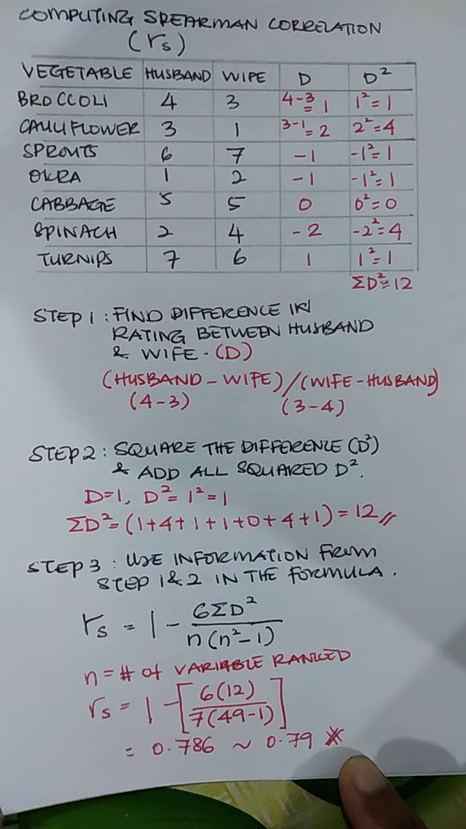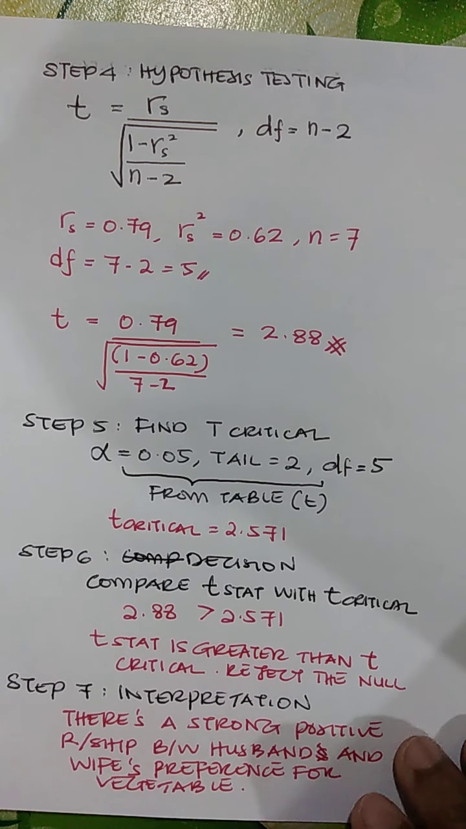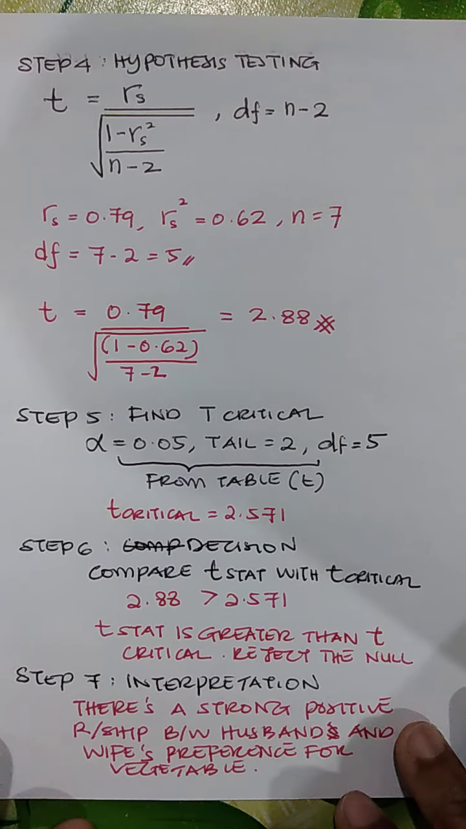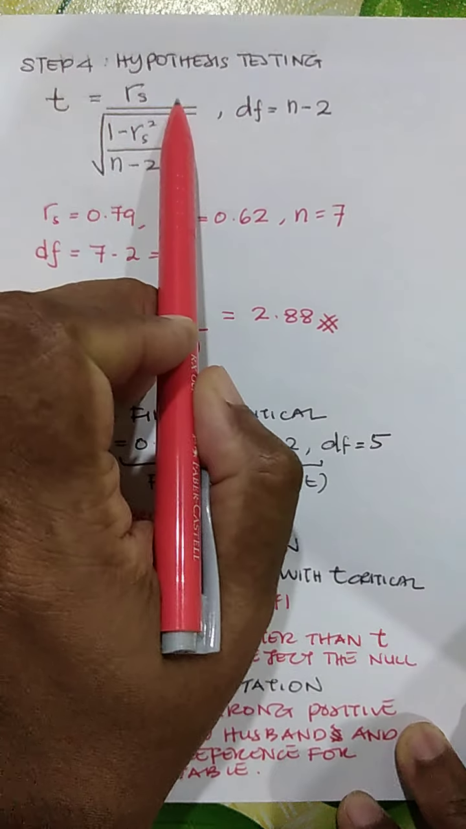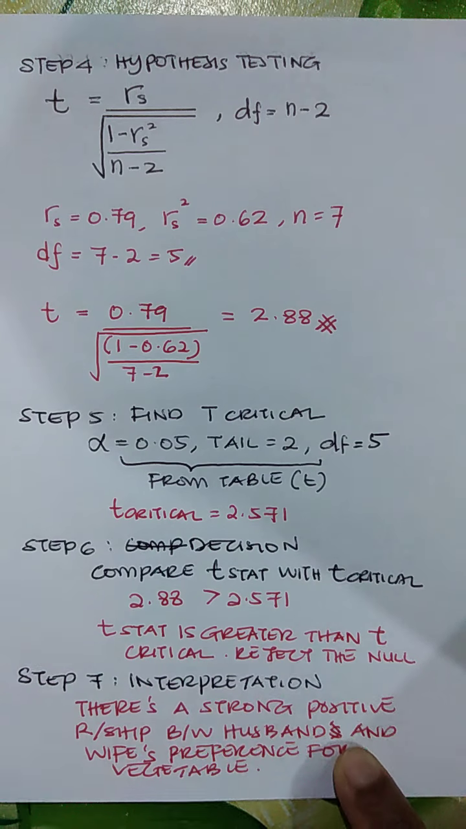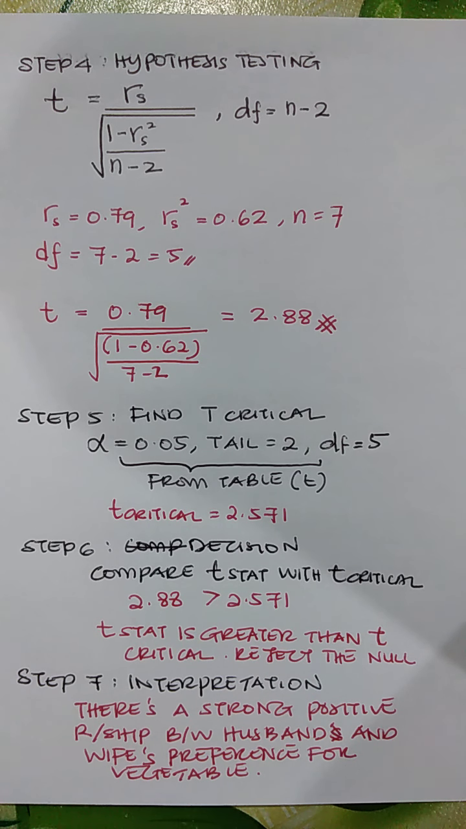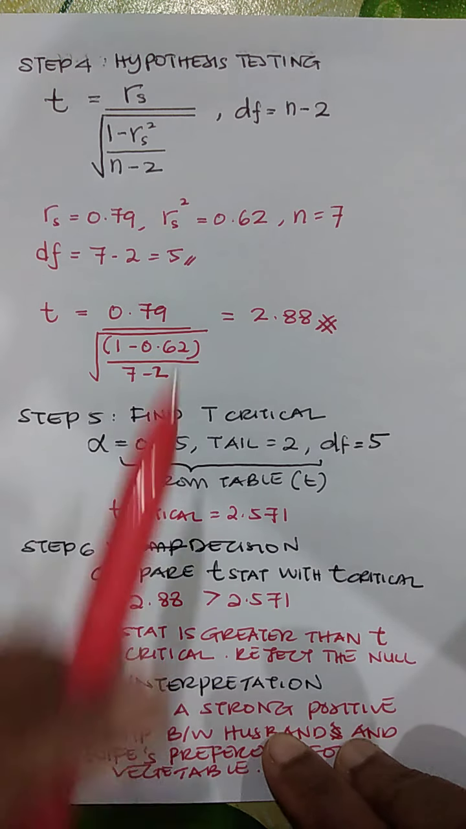So what do you need to know? Does this r have a significant relationship or not? Is it really significant? So what do we need to do with that? You need to do a hypothesis testing. Because remember, whenever we are running an inferential analysis, we are actually testing a hypothesis, the null hypothesis. So what will be the hypothesis in this case? There is no relationship. So how do we determine that?